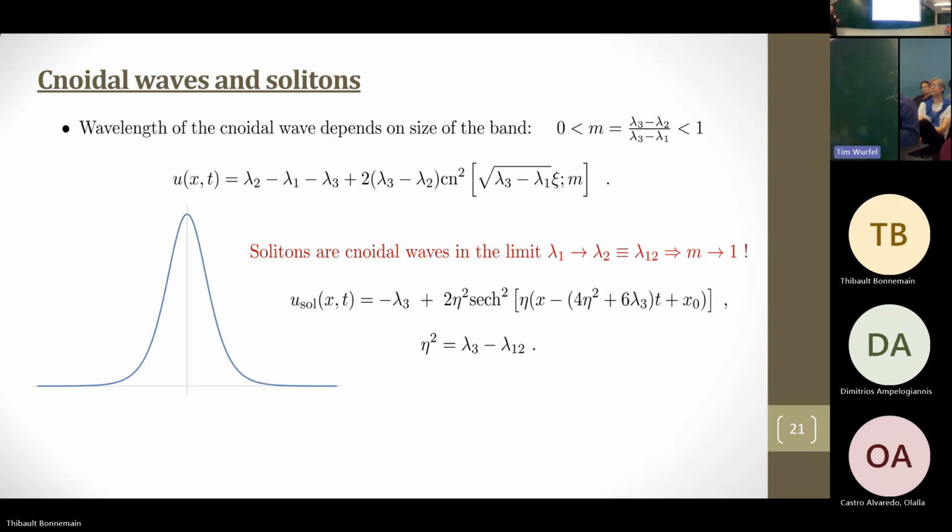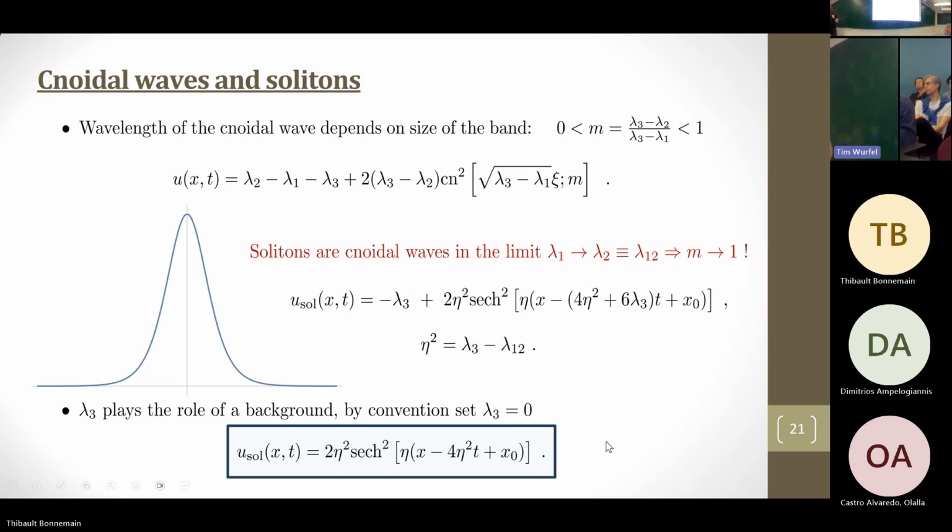Since it doesn't add too much, by convention we usually set lambda 3 to 0, and we end up with the usual one-soliton solution of KdV. Again, this is a localized pulse whose velocity is positive and proportional to its amplitude. This is all completely specified by this parameter eta, which is directly related to the value of the point of the discrete spectrum. Usually it's more convenient to work with eta rather than lambda, so when I talk about spectral parameters from now on, I'll be referring to eta.